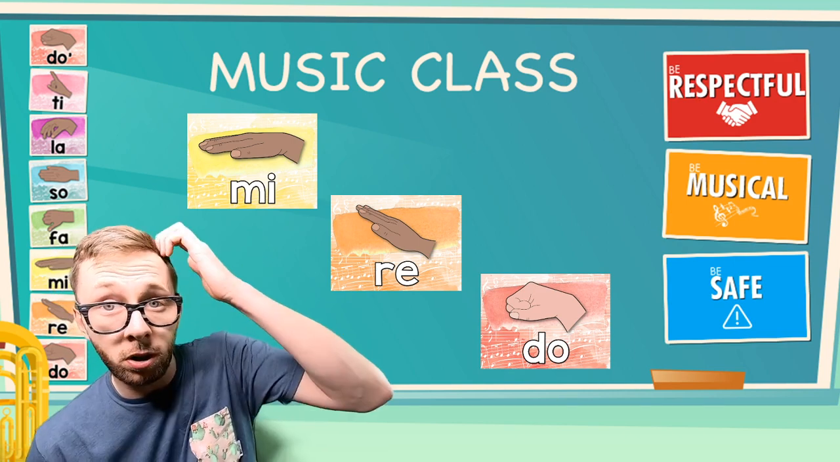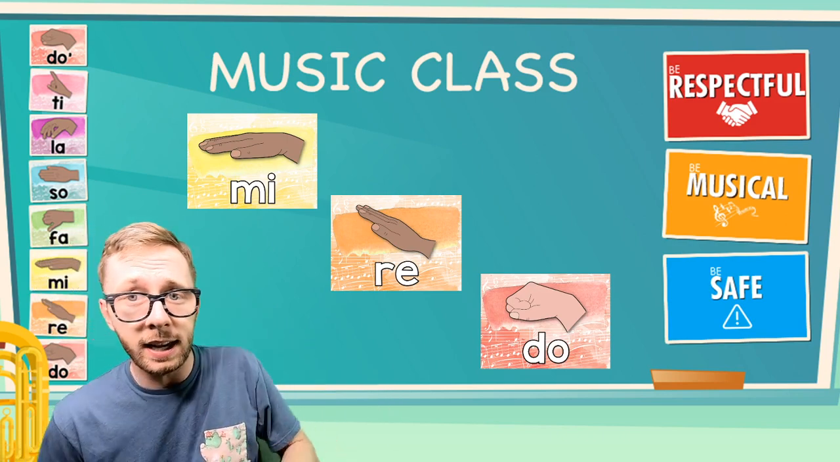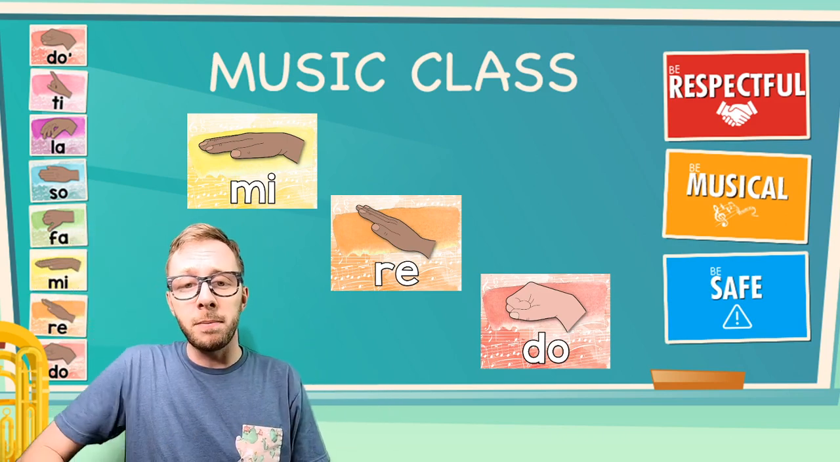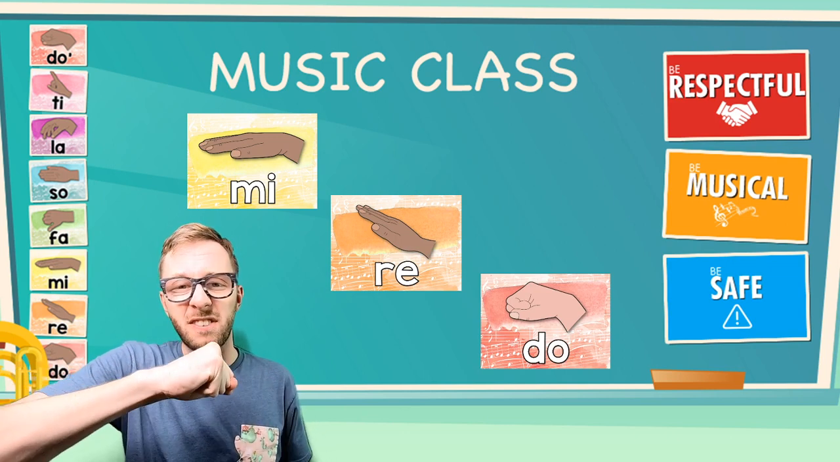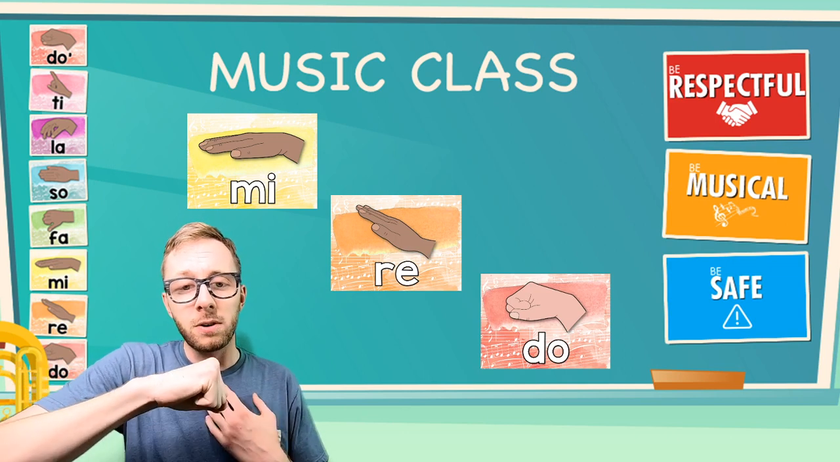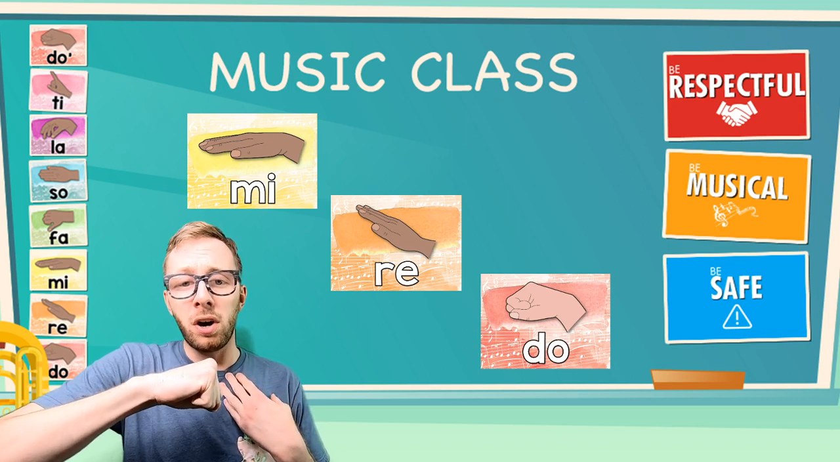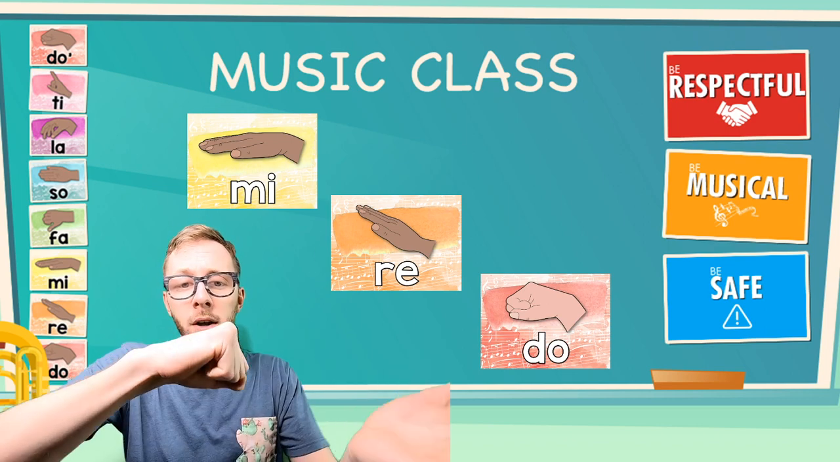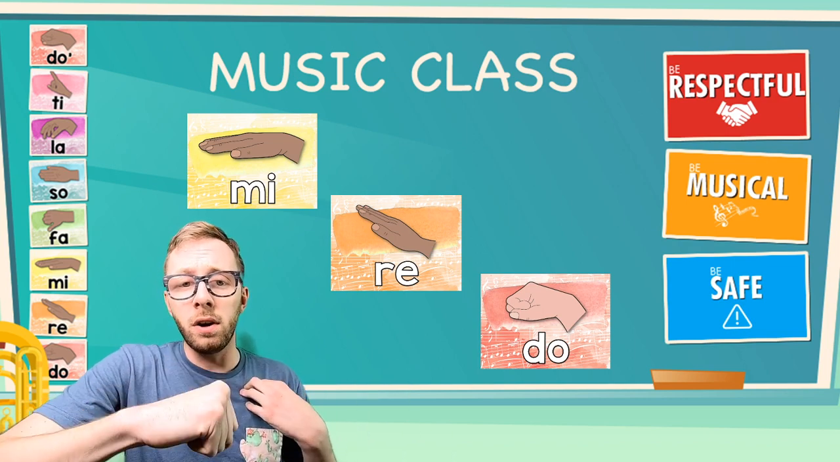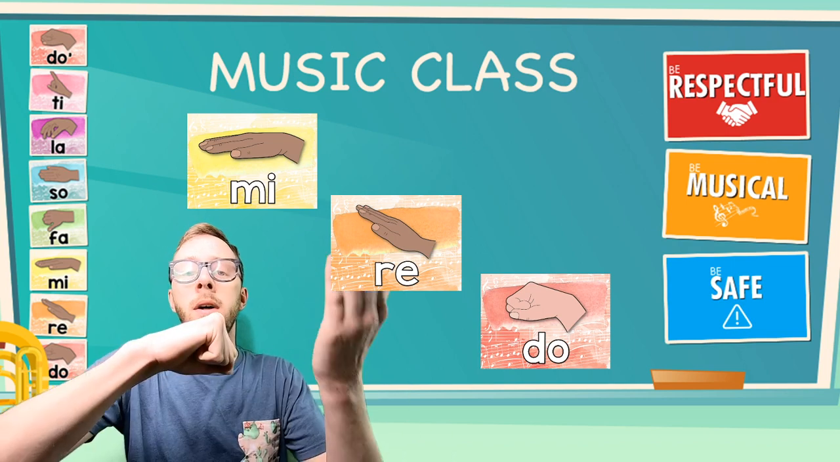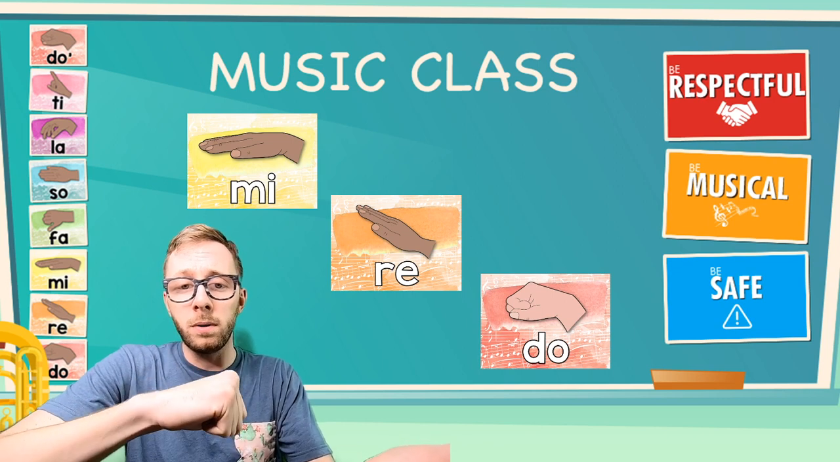And would you get your singing voices out with me? And would you repeat after me, showing me your hand signs? Right now I'm showing do, which is a closed fist. And I'm going to sing do, do, do. Your turn. Do, do, do. My turn. Do, do, do, do, do.